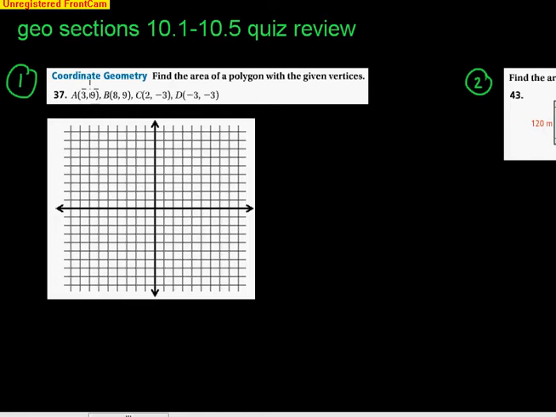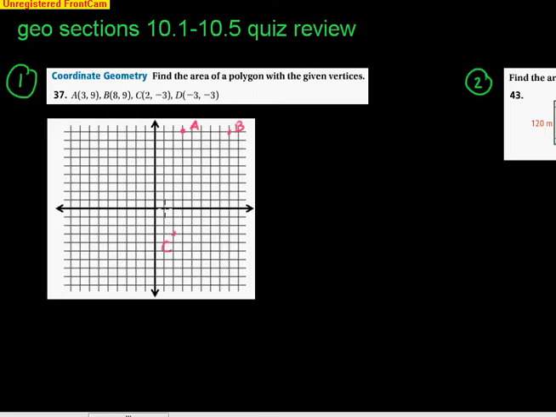So we're going to graph this. So A is at 3, 9. Then 1, 2, 3, 4, 5, 8. This plays tricks with me visually. So there's A. B is at 8, 9. 1, 2, 3, 4, 8, 9. There's B. So we just start by graphing. C is at 2, negative 3.